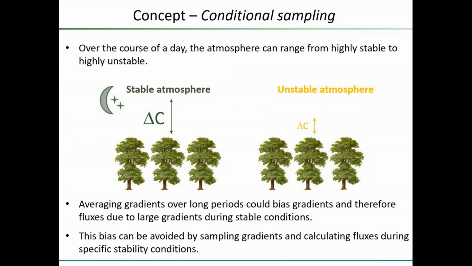And so this idea of conditional sampling is to sample only during discrete periods of stability and then calculate the fluxes for those different stability conditions. And so that's another concept that underlies this conditional time average gradient approach, is that we're going to only measure the concentration gradients during specific stability conditions that meet the requirements of the micrometeorological gradient technique.